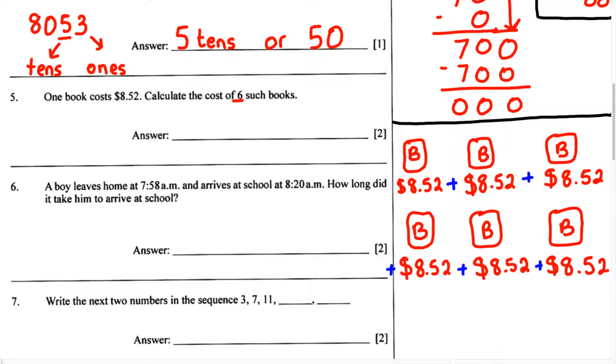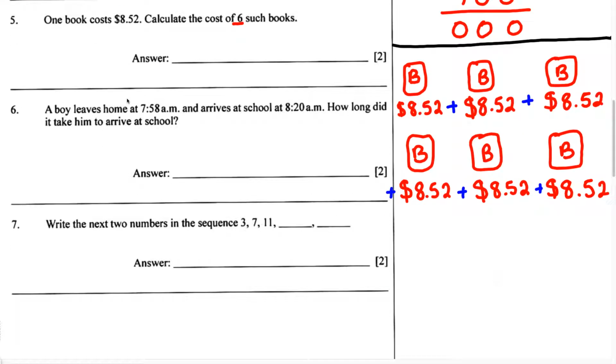The shorter way is going to be to say, if 1 book costs $8.52, to find for 6 books, we're just going to multiply this. So we can say $8.52 multiplied by 6. Now, when we solve for this, we can say 6 times 2 is going to give us 12. We can put the 2, carry the 1. 6 times 5 is going to give us 30. 30 plus 1 is going to give us 31. We're going to write 1 and carry the 3.